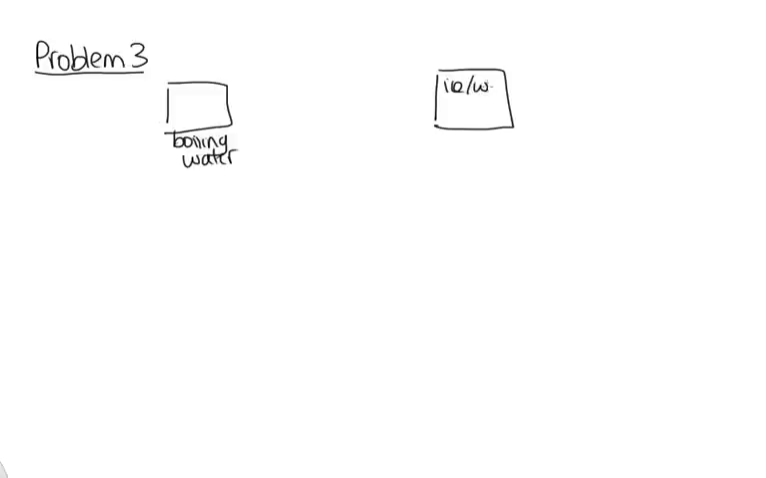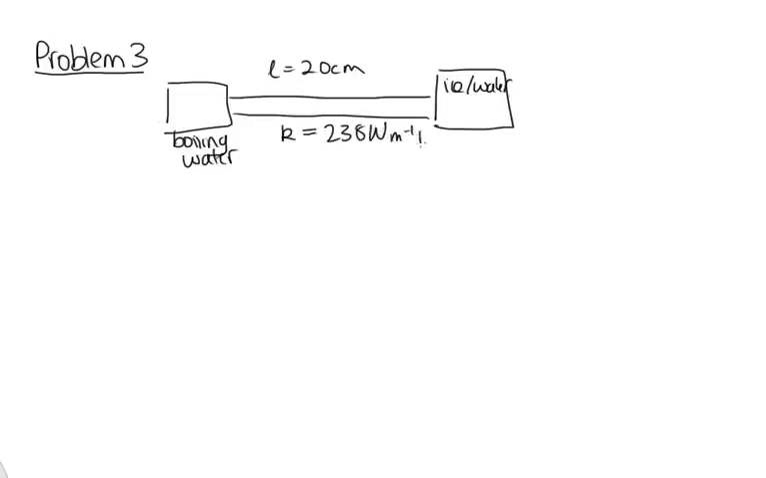Problem 3. In this problem, we have a reservoir containing boiling water, and a reservoir containing an ice-water mix, and they're connected with an aluminium rod, and this has a length of 20 centimeters, a thermal conductivity of 238 watts per meter per Kelvin, and a cross-sectional area of 1.2 centimeters squared.